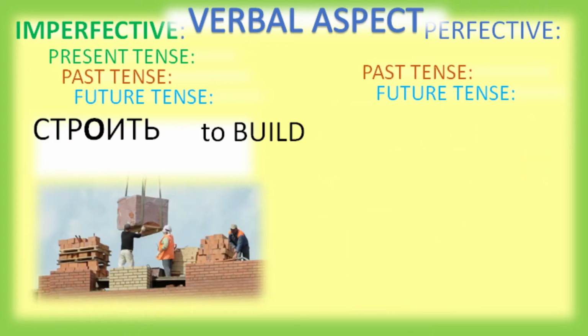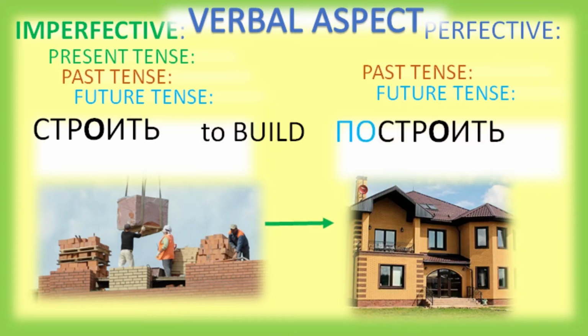To build. Строить. The men are performing a continuous action of building a house. Построить. Indicates that the action is completed. The house is built.